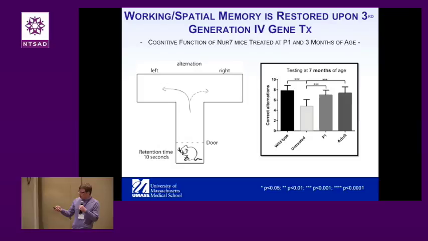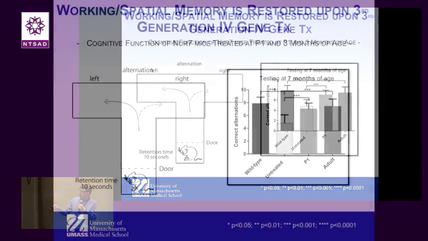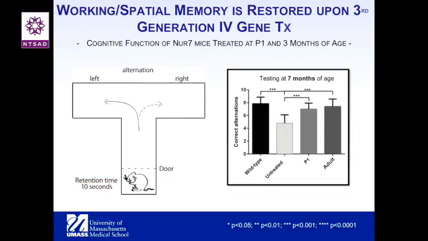And so when you test mice at 7 months, here those mice were treated at adult age. Those are wild-type mice and those are untreated. You see that even if you treat them very late, they end up performing as well as wild-type mice.